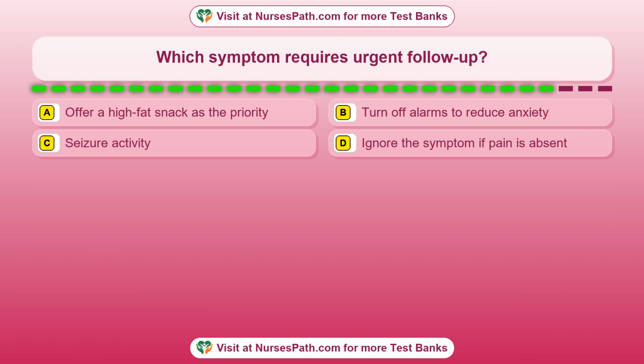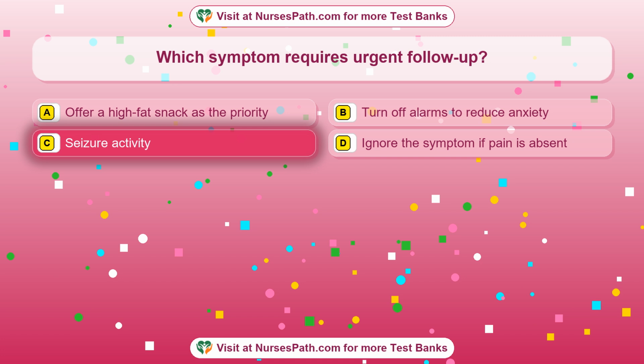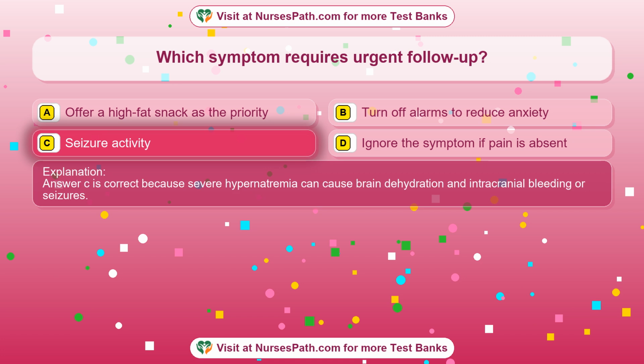Question 11. Which symptom requires urgent follow-up? Option A. Offer a high-fat snack as the priority. Option B. Turn off alarms to reduce anxiety. Option C. Seizure activity. Option D. Ignore the symptom if pain is absent. The correct answer is option C, seizure activity. Answer C is correct because severe hypernatremia can cause brain dehydration and intracranial bleeding or seizures.